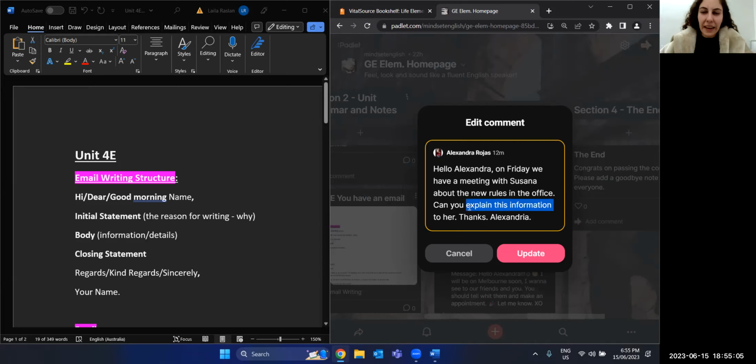Because explain the rules, but you said the rules is on Friday. You haven't had the meeting yet, so you don't know what the rules are. So I think you mean can you pass this on to her? Like, can you let her know that we have a meeting? That's what you're trying to say. Can you pass this on to her? Thanks. Yeah, regards. Thanks, Alexandria.